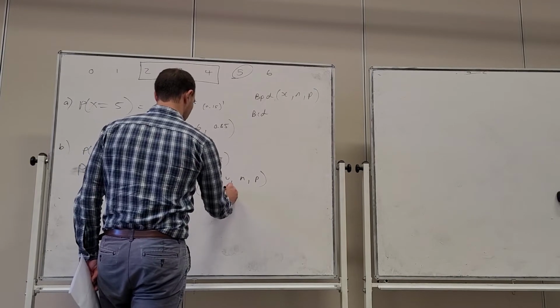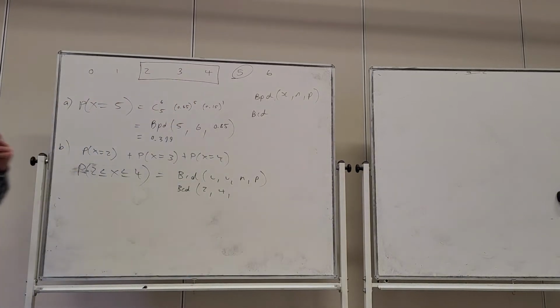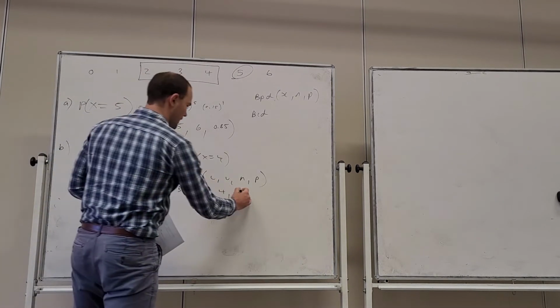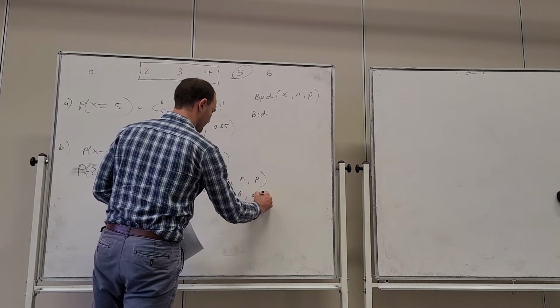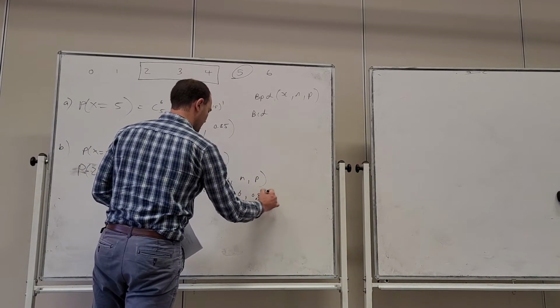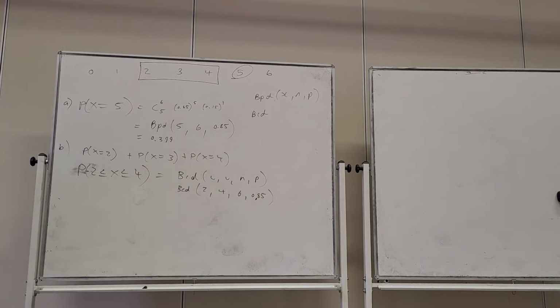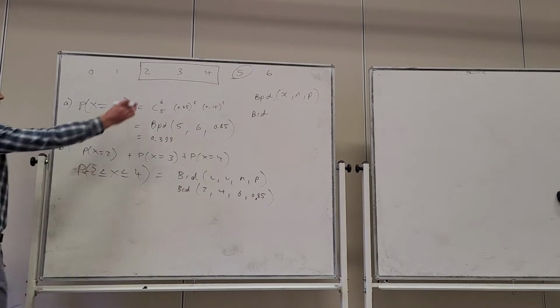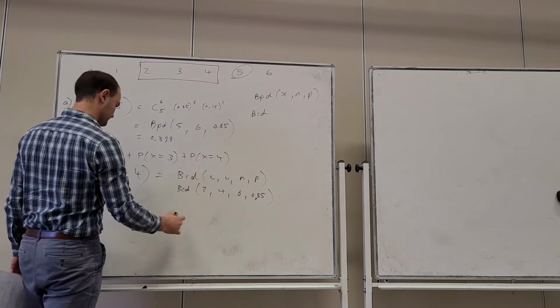So we have lower boundary 2, upper boundary 4. That's the domain, the restricted domain over which we're performing this experiment. 6 trials, and the probability of success is 0.85. Now we put that in our calculator, and it is going to tell us the cumulative probability of this event.